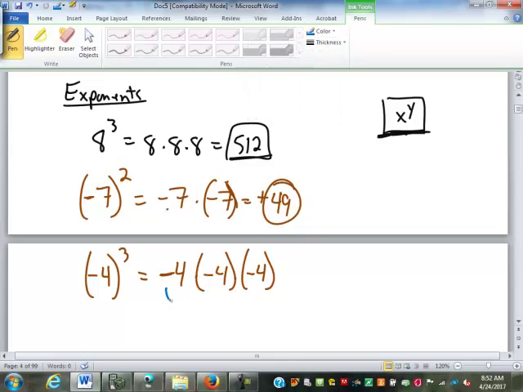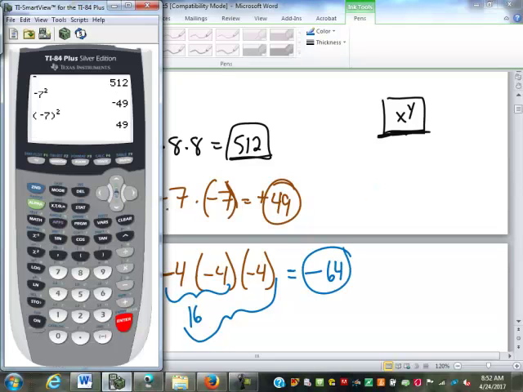If we work it out, negative 4 times negative 4 would be a positive 16, because a negative times a negative is a positive. But then times the next negative 4, a positive times a negative is back to being negative again. So it is a negative 64. You can see the calculator does concur.